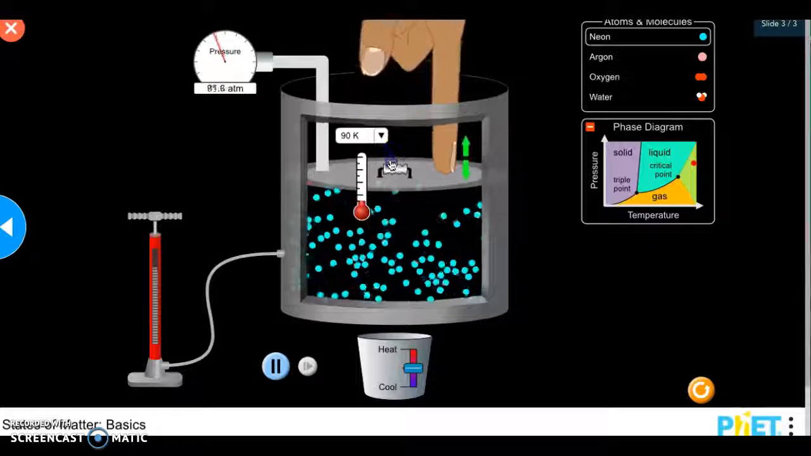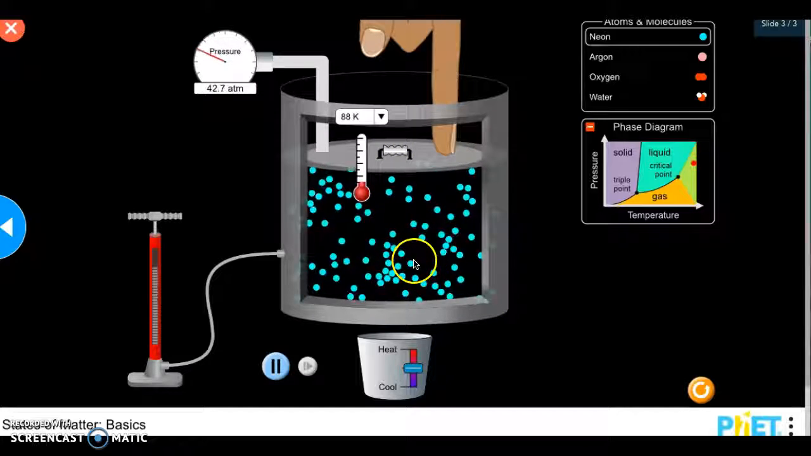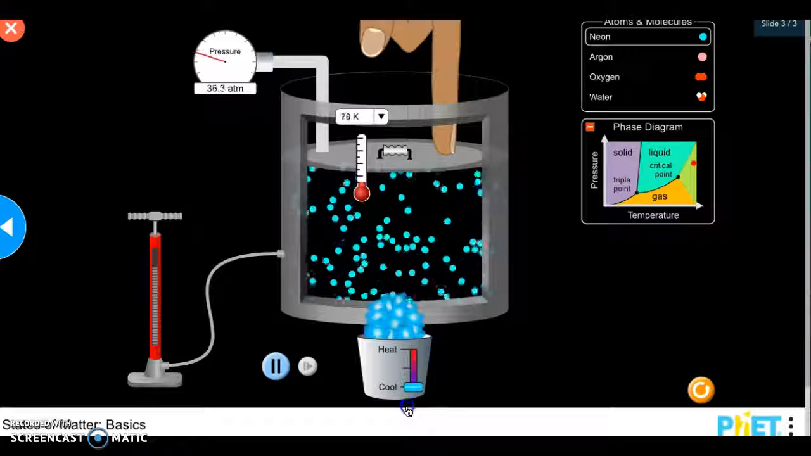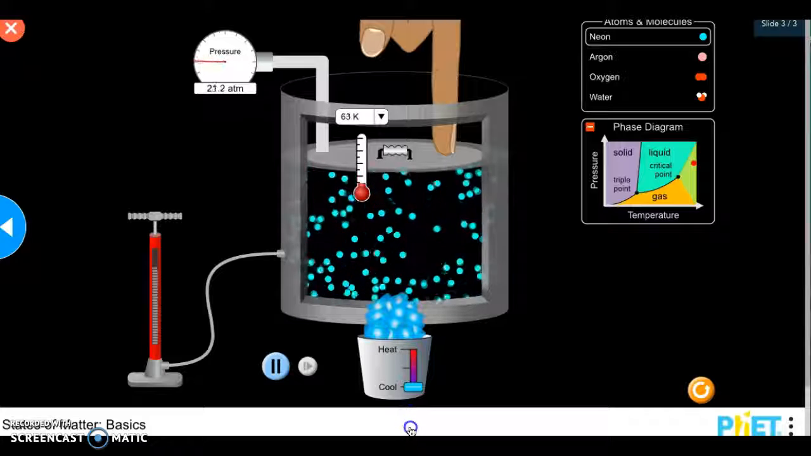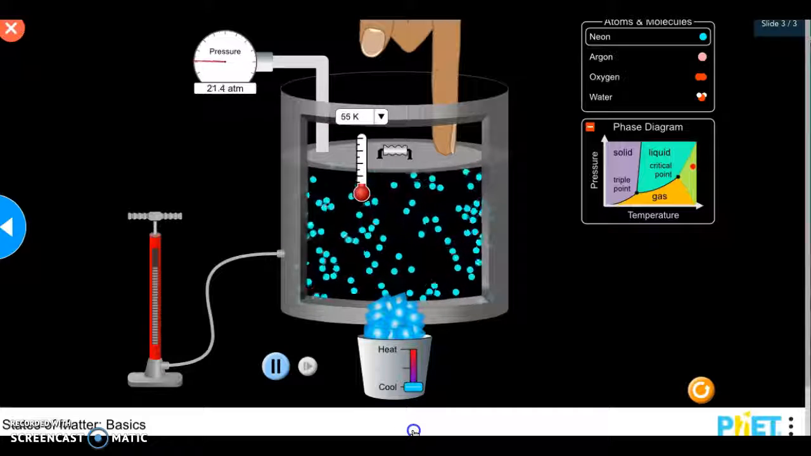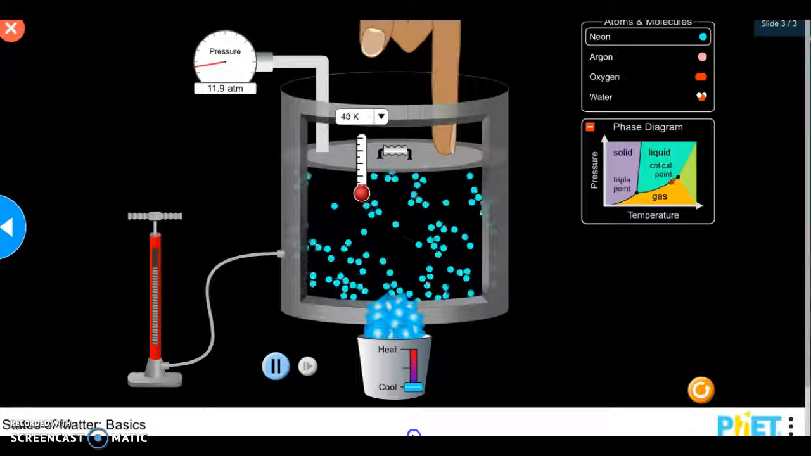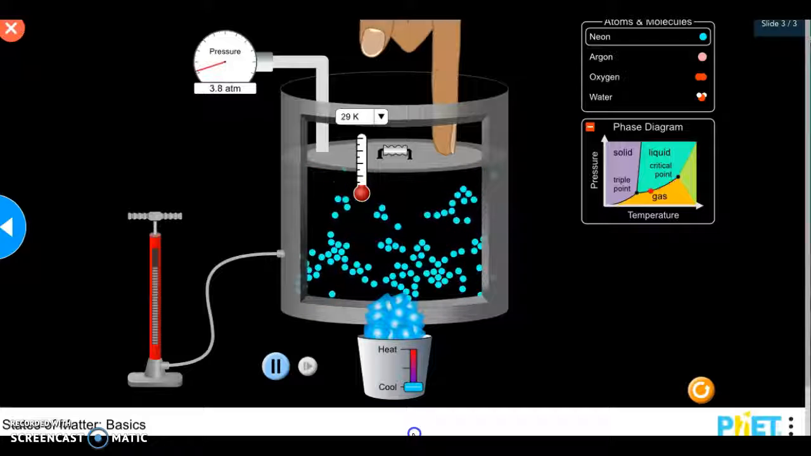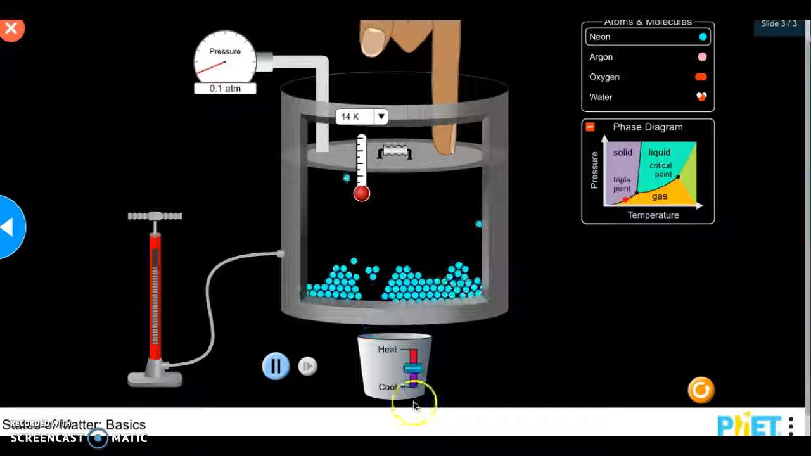Now, let's cool neon and see what happens. So the molecules are currently at a gas, but as neon is cooled, they change from a gas to a liquid to a solid. There you go. You can see they're forming closer together and the bonds are becoming stronger. They're at a liquid right now, and now they are back at a solid.